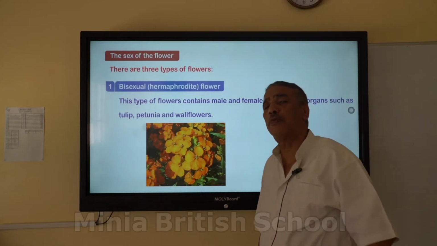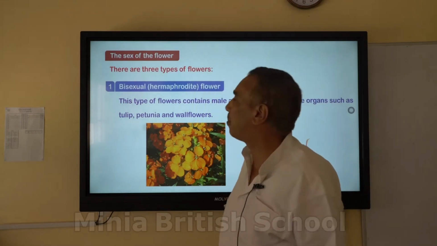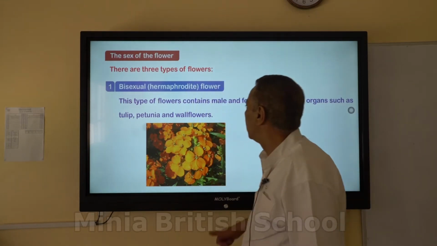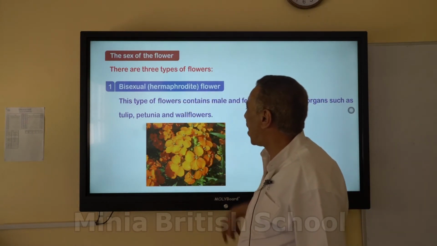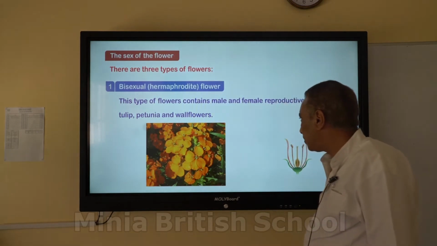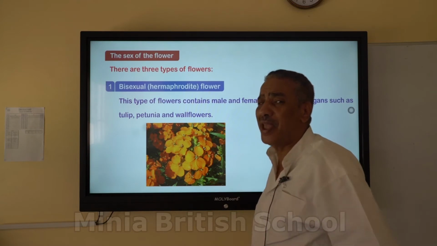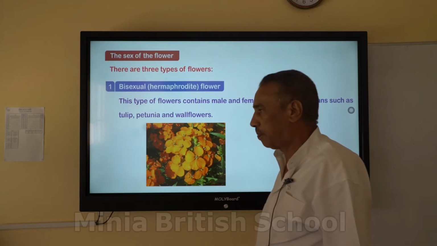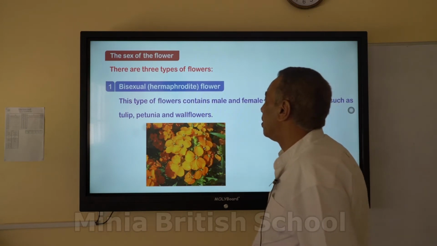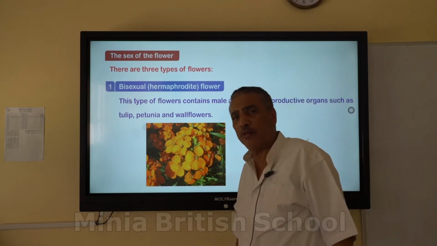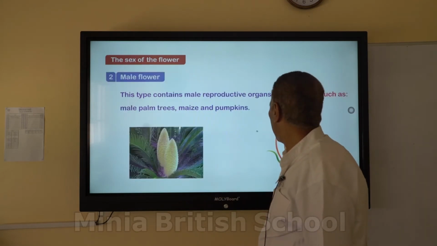If the flower contains the female organ only, without the male organ, it will be a female flower. The third type of flower, besides the male flower and the female flower, is the bisexual flower, or hermaphrodite. A bisexual flower contains the male organ, I mean the stamen, and the female organ, I mean the carpel, or gynoecium, such as the petunia and wallflower. Petunia and wallflower are examples of the bisexual flower.